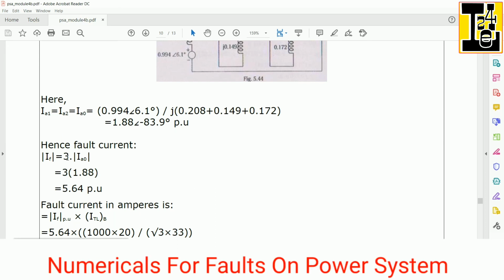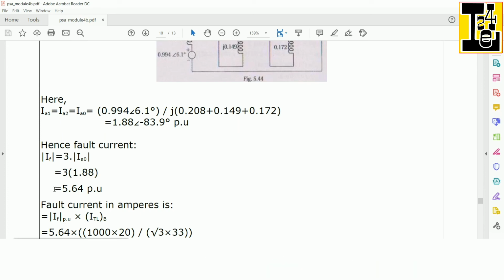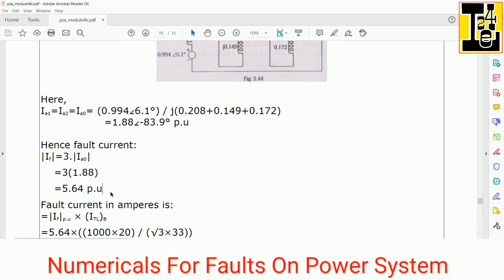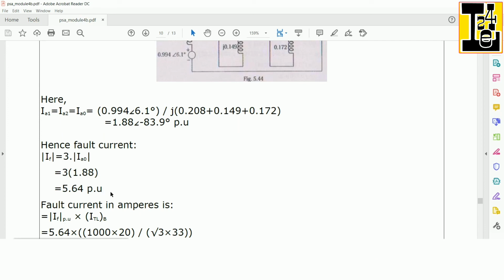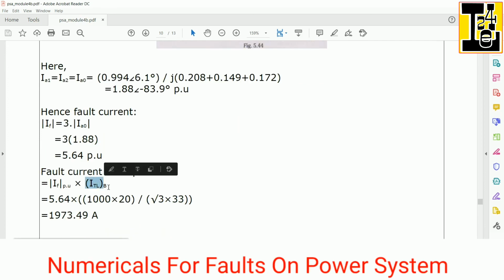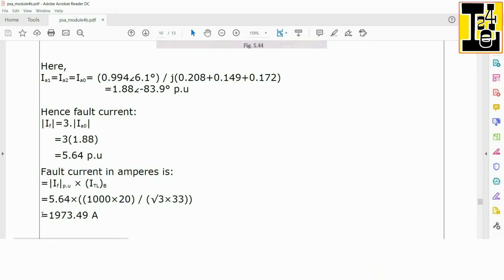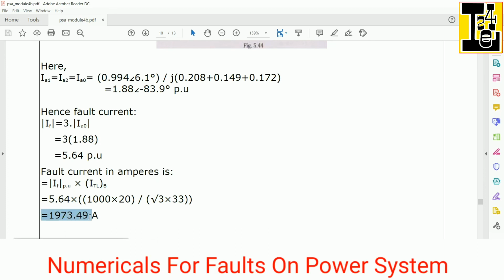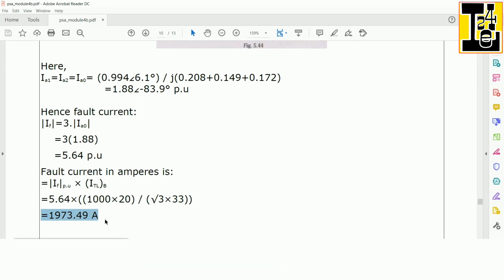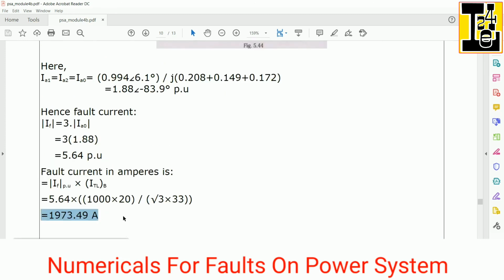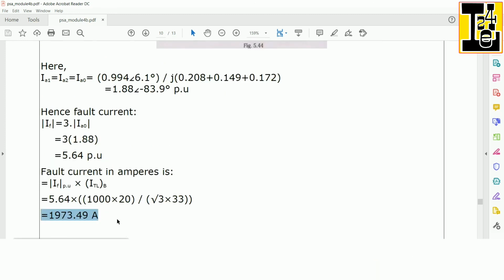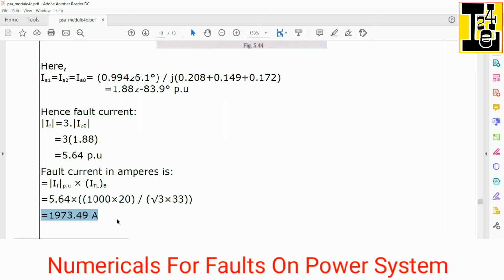Substituting this in this expression, we will get IF is equal to 5.64 per unit. So this is in per unit. If we need to find the actual value of the fault current, we need to multiply by the base current. So if we multiply the per unit with the base current, then we will get the actual value of the fault current as 1973.49 ampere. So this is the solution for the fault current when the LG fault is taking place at the midpoint of the transmission line as mentioned in the numerical.